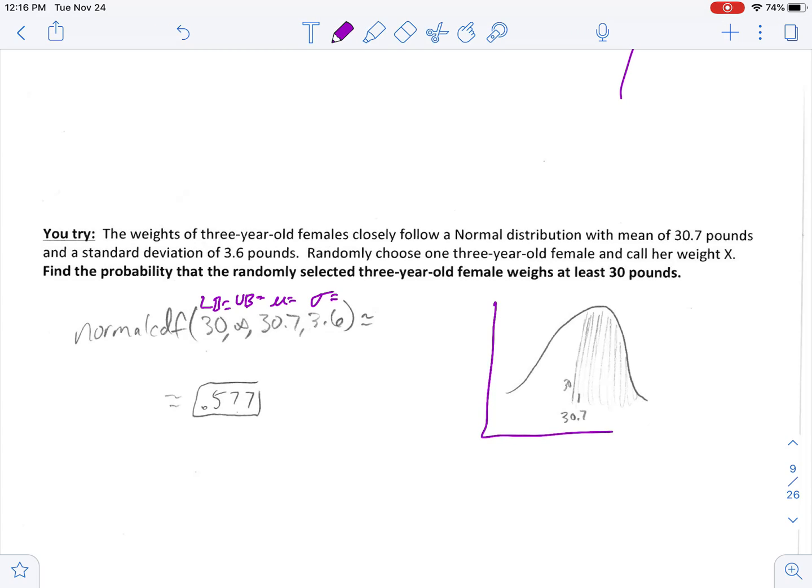Also very helpful, this is a review, but also really helpful would be to draw the normal curve. The normal curve helps demonstrate that you understand, that the reader understands that you understand, okay? Because if we're looking at a mean of 30.7 and we actually want to know if 30 pounds or heavier, that's actually more than 50%. You can tell that 30 is actually left of 30.7 and you're finding the upper area. So we expect this answer to be over 50%, and that makes sense based on our picture there. So 57.7% or 0.577 is the probability. So basically if we select a 3-year-old female randomly, there's a 57.7% chance.